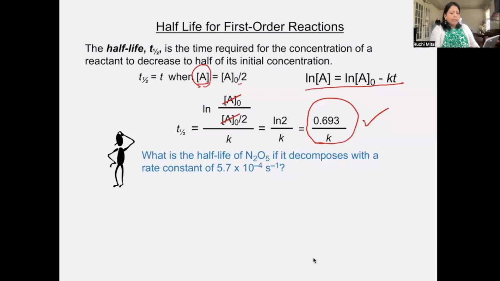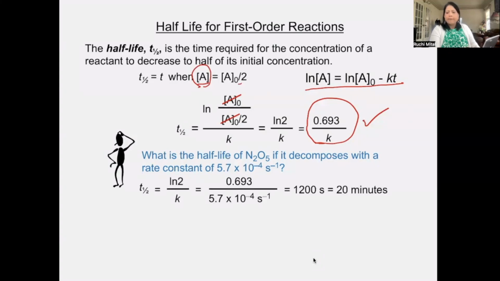Now the question is, what is the half-life of dinitrogen pentaoxide if it is decomposed with a given rate constant? So you're given the rate constant value, you plug that value in, and you solve for the half-life. Okay, very simple formula, but you will see when you solve some problems how they are going to use it. So being able to understand how and when to apply this formula is going to be the tricky part, but we will get there.